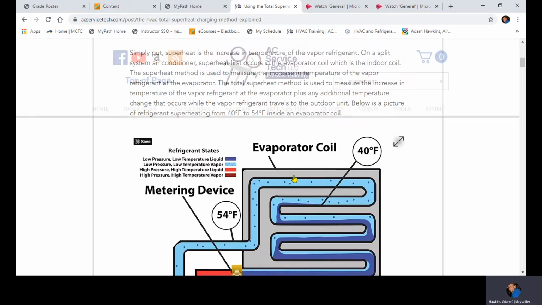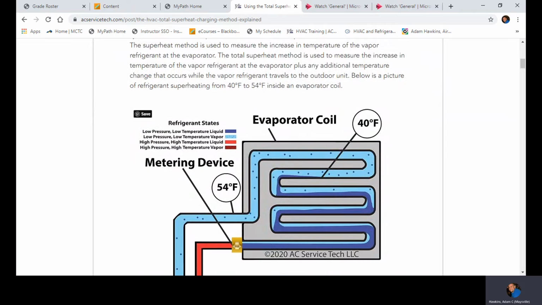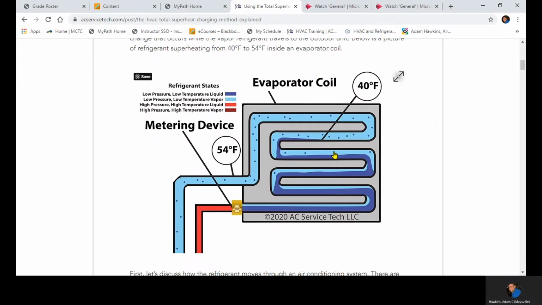So our refrigeration circuit, we kind of already talked a little bit about this. That refrigerant goes through a process of boiling, or becoming vapor, evaporating, or condensing, becoming liquid.